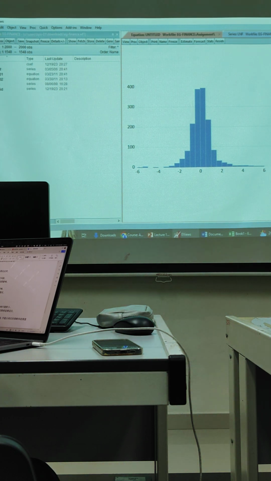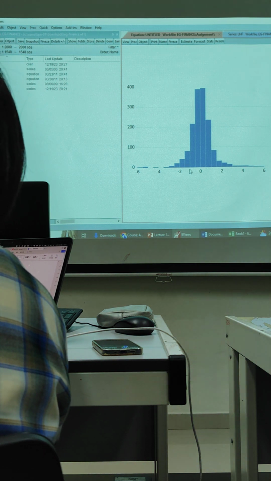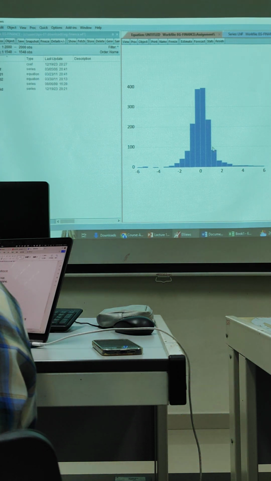So actually, what is the purpose of the Jarque-Bera statistic? It's used to test for the normality of your model, of your residual. It checks the residual series. These are two scholars, Jarque and Bera, who came up with a statistic. The test is used to check whether the series follows the normal distribution or not.